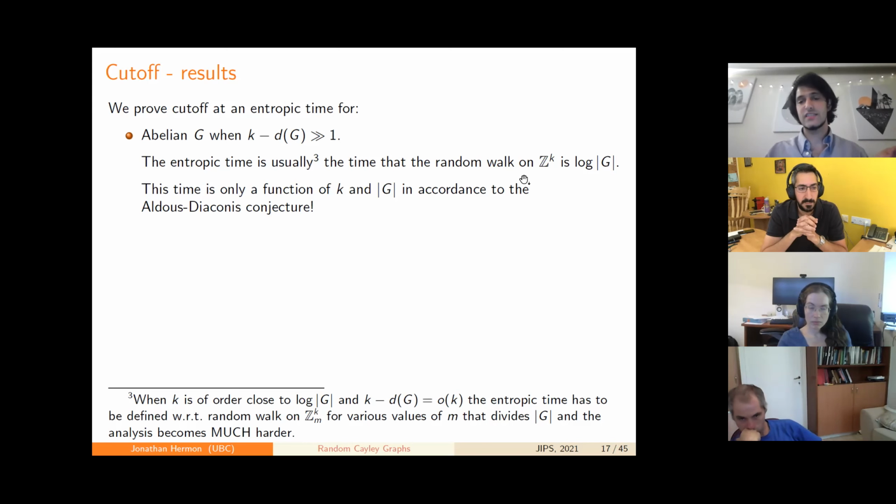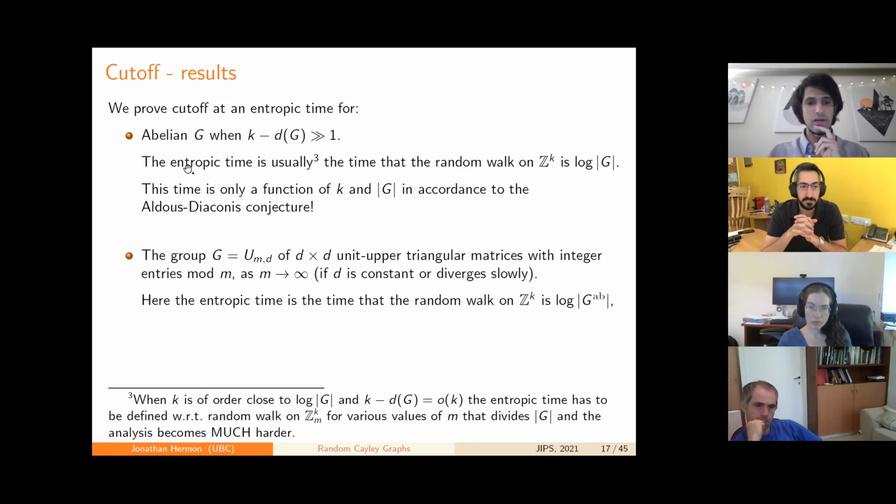Notice that this cutoff time, this entropic time, when it agrees with the description I gave you, is just a function of the number of generators and the size of the group. So this agrees with the Aldous-Diaconis conjecture. We also have results for the group of unit upper triangular matrices. Here the dimension is fixed or diverges slowly, and M is the thing that goes to infinity, so the entries are defined mod M.